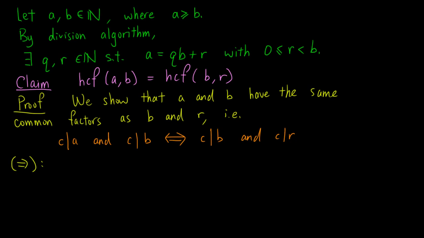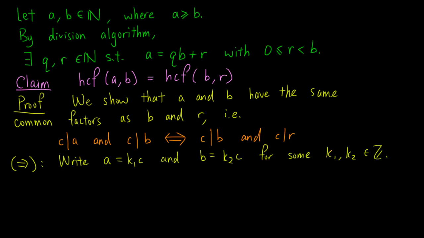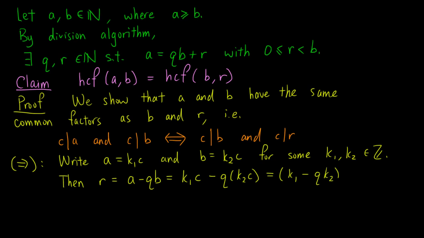For the only if direction, we write a equals k1 times c and b equals k2 times c for some k1 and k2 in the integers. Then r equals a minus qb, which equals k1 times c minus q times k2 times c. So we can take out the common factor c and write (k1 minus q times k2) times c. So c divides r.